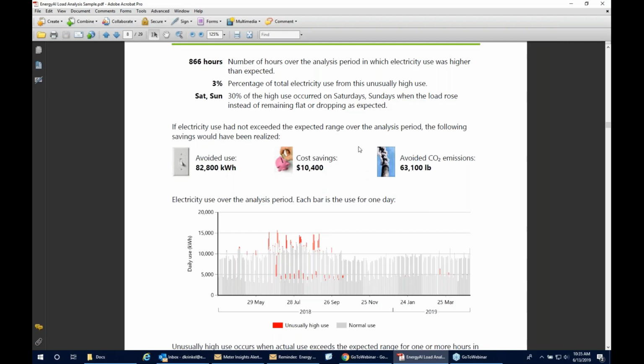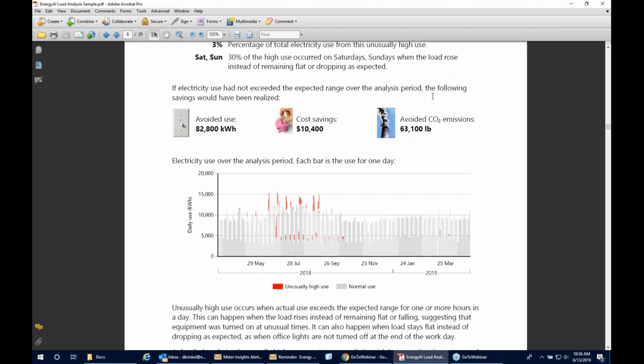I forgot to point out, although you've probably seen it, we also express savings opportunities not just in dollars or kilowatt hours, but also in avoided CO2 emissions. Our clients are paying much more attention to that these days, so people want to see that impact of either savings opportunities or, in this case, higher than expected use. I'll talk about where we get that in a minute.